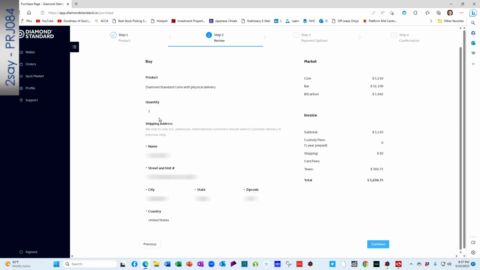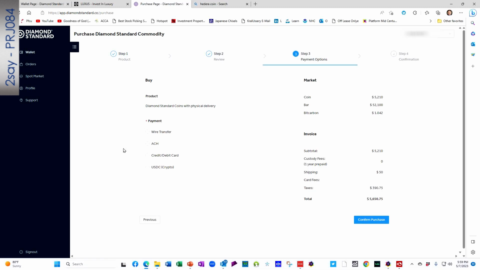So here you can see I've specified a quantity of one. Here's the address where it will be shipped to. Here's the price of the coin. This is the custodian fee. If you're going to have it stored in the vault in Delaware, then they would pre-invoice you, or at the time you purchase the coin, you'd pay for the first year's storage of the coin. In my case, I'm not having it stored in the vault, so instead of paying for storage, I'm paying for shipping. And here I am paying my sales taxes because I am taking delivery. So here's the total amount.